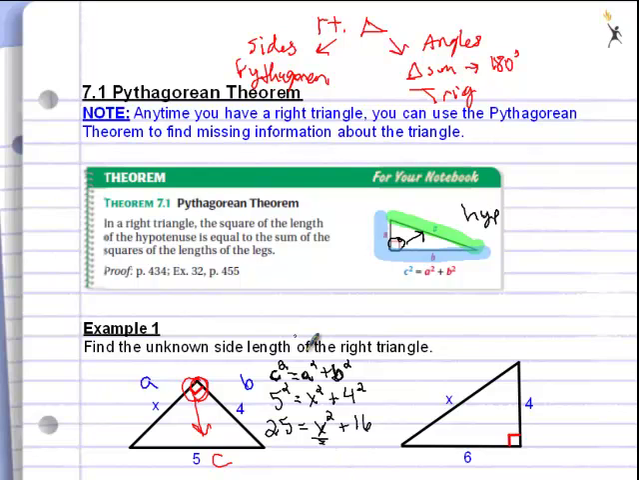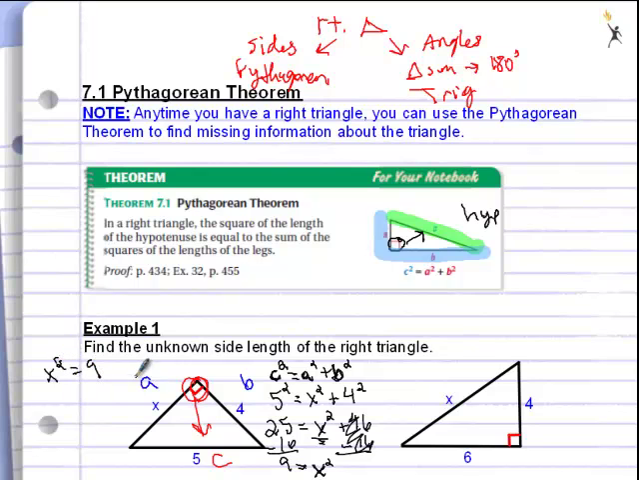So the way that I do this is get X by itself. I want to subtract 16 from both sides, and I'm quickly running out of room. Drop down my X squared. And in this case, X squared is going to equal 25 minus 16, which is 9. I'm going to rewrite it over here just so I have room to solve it.